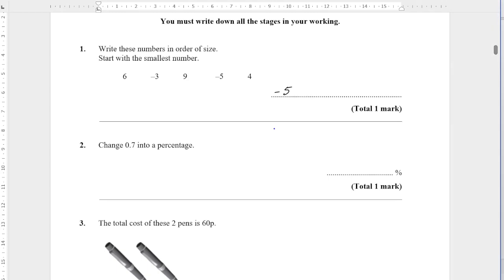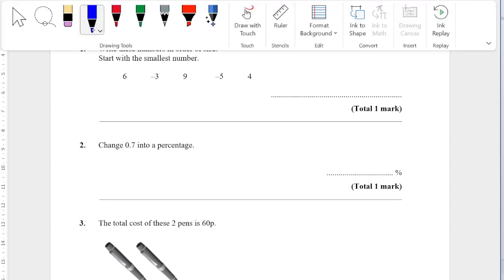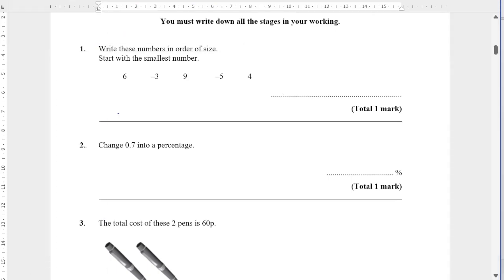Let me just change my pen colour. I like to work in blue or red.